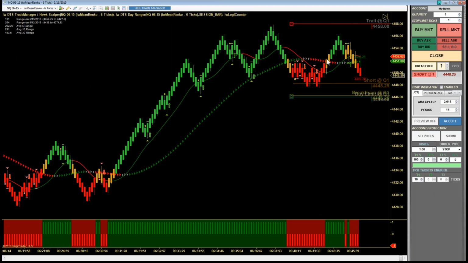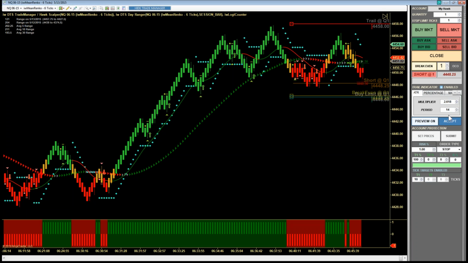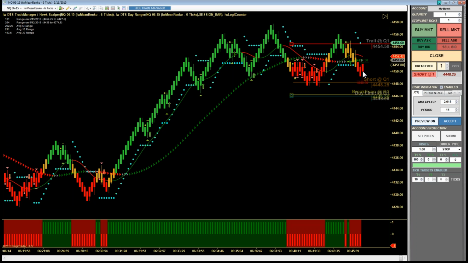You see the hawk is starting to print some yellow bars. That tells me that there's a very neutral market. Notice now how we had our test of the extreme. The market is heading lower. I'm going to switch to a more aggressive stop strategy now and let the trade manager start to manage my position.